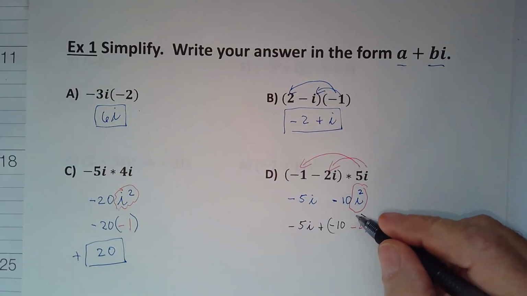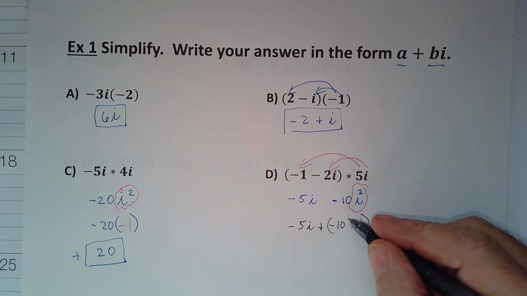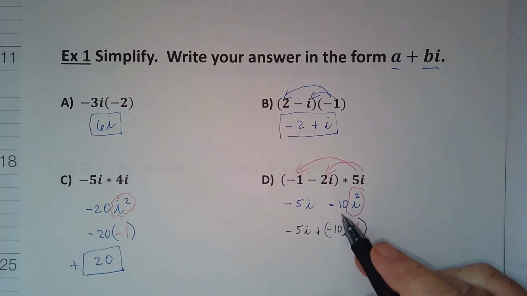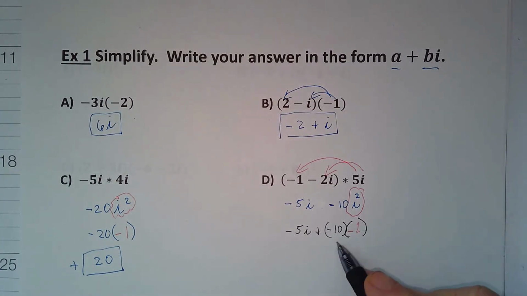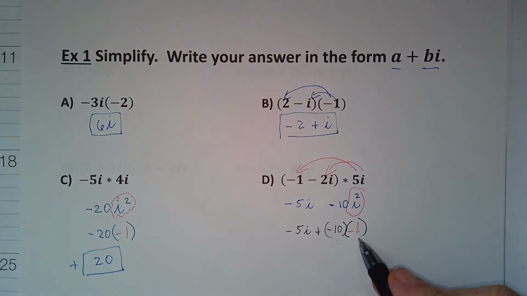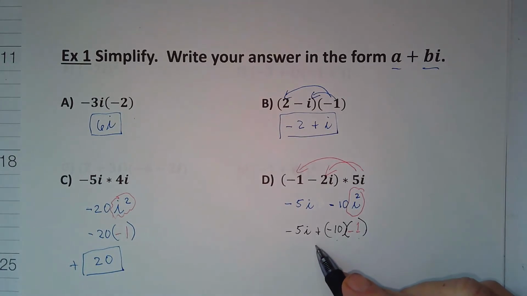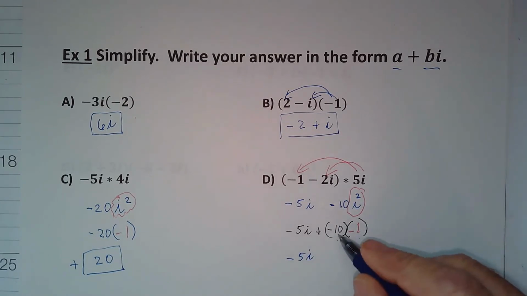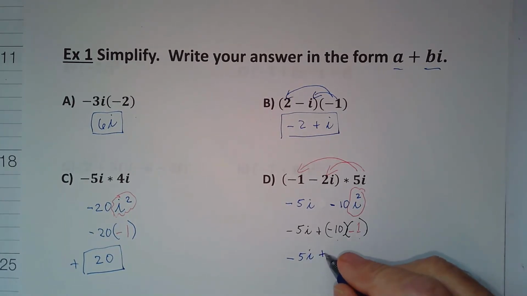Let's see, negative 10 times negative 1, isn't it? Because this is negative 10 times i squared, it's now negative 10 times negative 1. All right? So, cleaning that up, we've got negative 5i. And then negative 10 times negative 1 is positive 10.